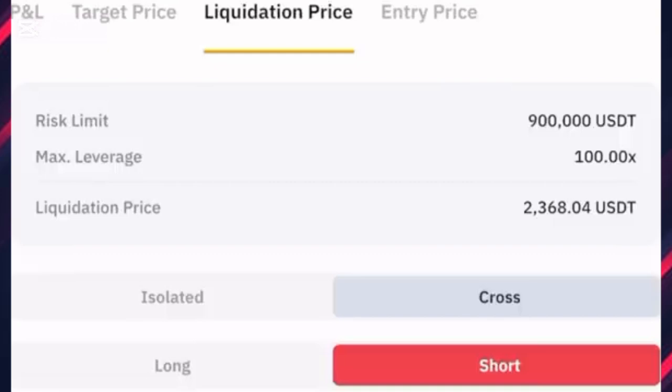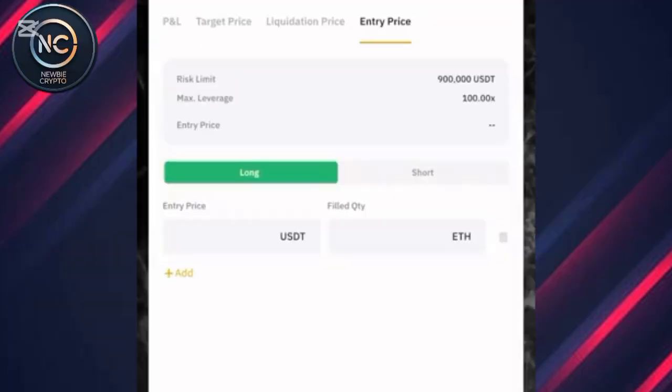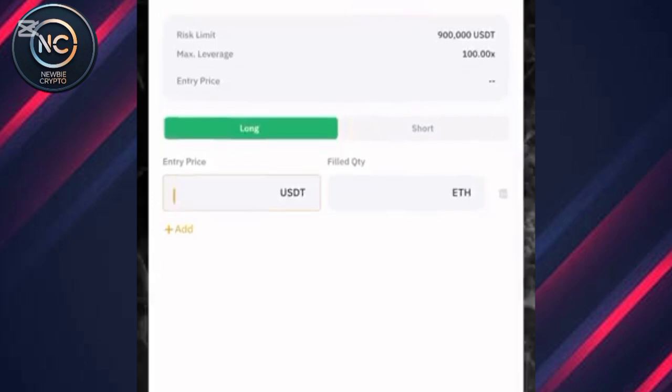Now for the last one, which is the entry price, it allows you to calculate the average entry price if you are entering multiple trades. So let's for example say you are entering multiple trades. What you just need to do is come here and enter the entry price for the first trade. So let's say the first trade is 1,880, and then you are trading just 1 ETH. You tap on add right here, and enter the second trade you took. Let's say you entered at 1,885, and then you traded just, let's say, 1 ETH again.